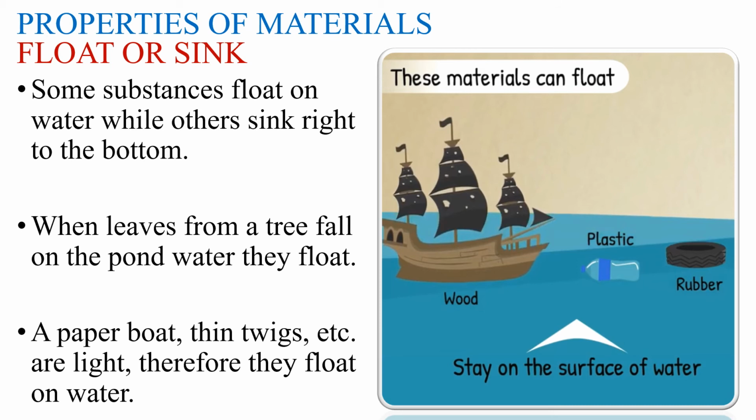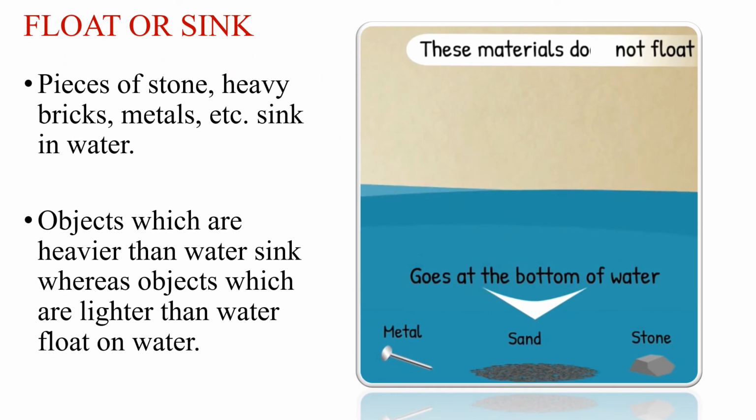A paper boat, thin twigs, etc. are light in weight, therefore they float on water. Pieces of stone, heavy bricks, metals, etc. sink in water. The idea is objects which are heavier than water sink, whereas objects which are lighter than water float on water.